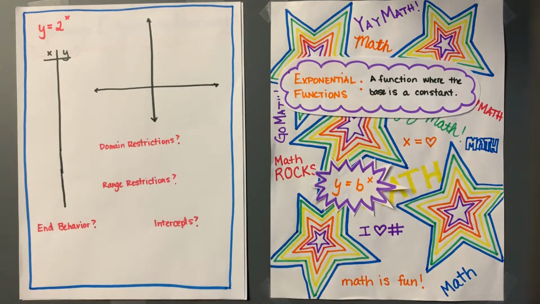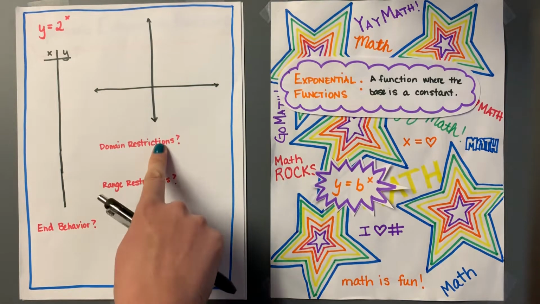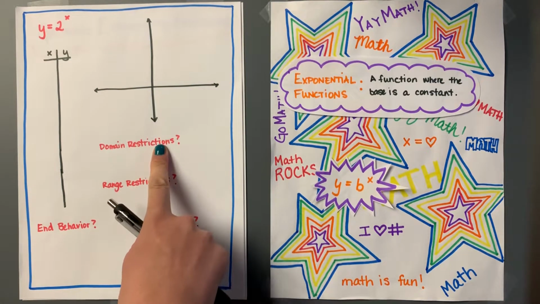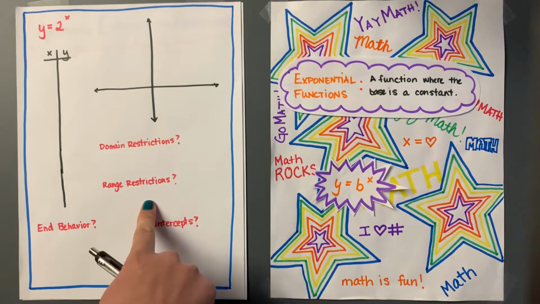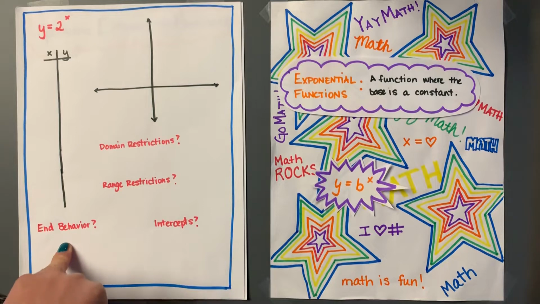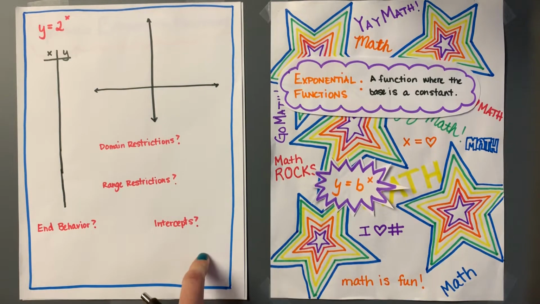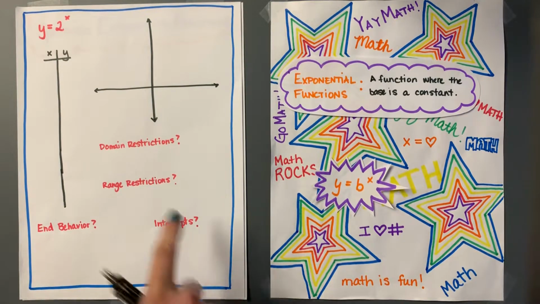So we're looking for any domain restrictions. Those are any values of x that can't be. Range restrictions. This is any values of y that can't be. End behavior. What is happening at the extremes? And then any intercepts. So we're going to be looking at x and y intercepts here.